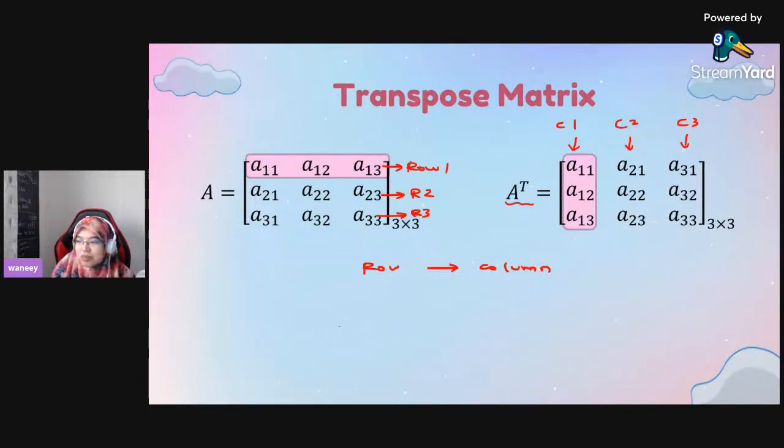Okay, so tengok dari sini sepatutnya dah boleh lah tu. Dah beberapa orang dah jawab tu. That means you are supposed to see that transpose simply changes the row to become column.